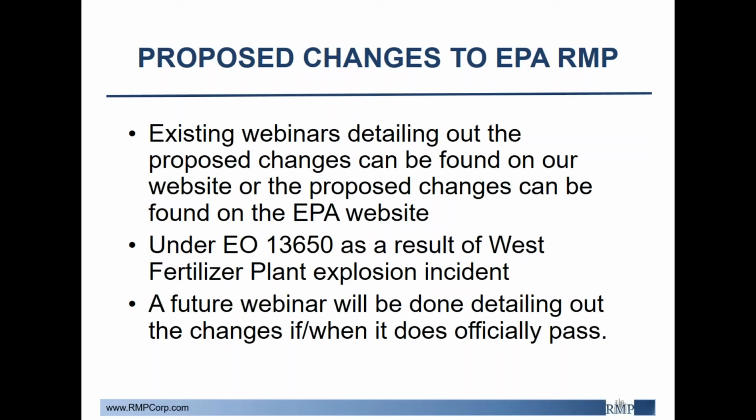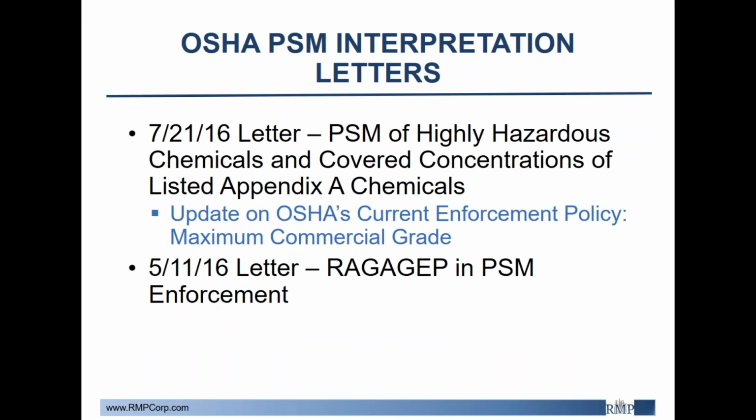Our next topic will be the OSHA interpretation letters. As mentioned in the outline, the two OSHA interpretation letters we will discuss are listed. The 721.6 letter we will review provides an update on OSHA's current enforcement policy as it relates to maximum commercial grade. And the 511/2016 letter details and defines RAGAGEP and PSM enforcement. Jasmin will be speaking on the 721.16 letter. Okay, thank you for the introduction, Ivan.